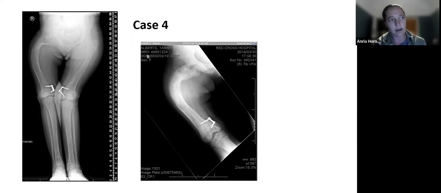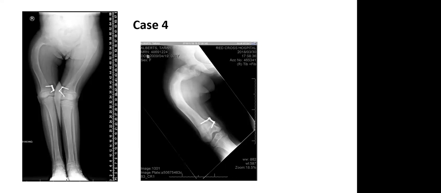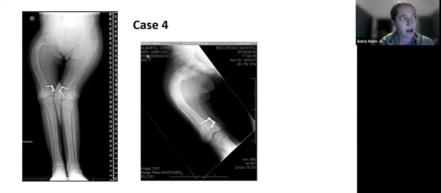But look at the quality of the bone. Can you see a clearly defined medullary space and cortex? No. Okay. All right. Leaning back towards fibrous dysplasia.